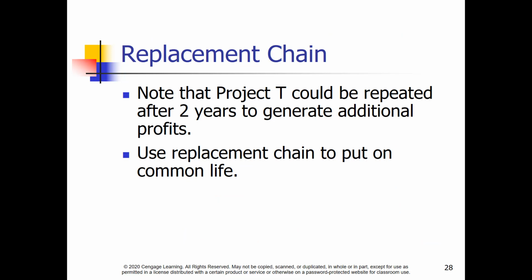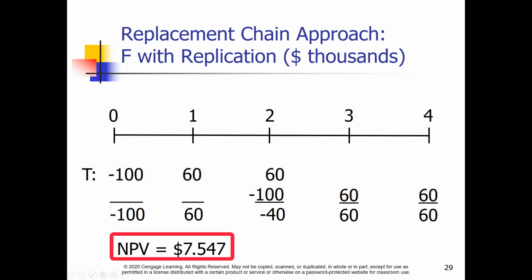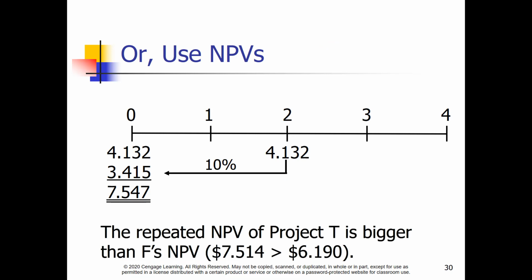But what if you could repeat Project T for another 2 years, making its life equal to Project F? This is called the replacement chain approach. Replicating Project T for another 2 years leads to an NPV higher than F's original NPV, so T is the better project. Using either approach, the NPV of Project T is larger than Project F.